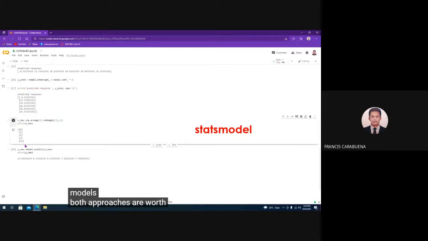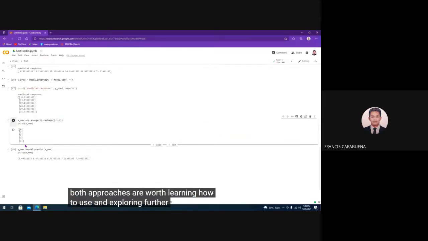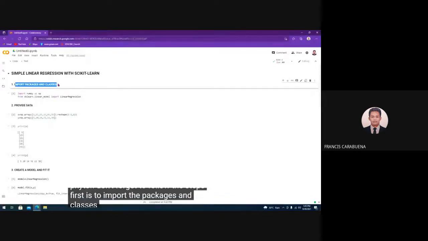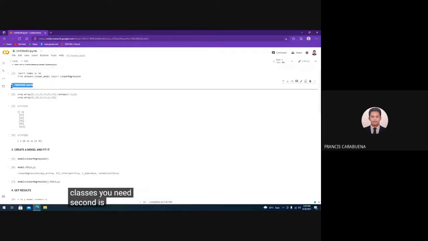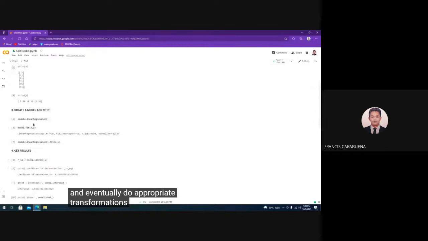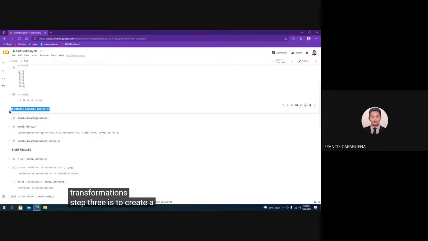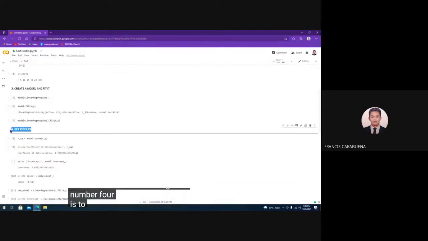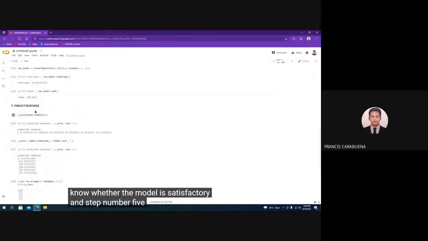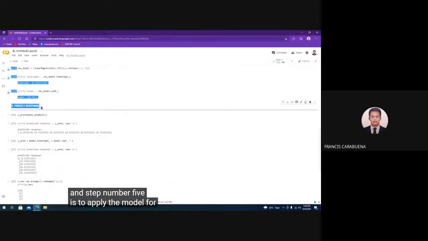Both approaches are worth learning how to use and exploring further. When performing linear regression in Python, don't forget to follow the steps. First is to import the packages and classes you need. Second is to provide data to work with and eventually do appropriate transformations. Step 3 is to create a regression model and fit it with existing data. Number 4 is to check the results of model fitting to know whether the model is satisfactory. And step number 5 is to apply the model for predictions.